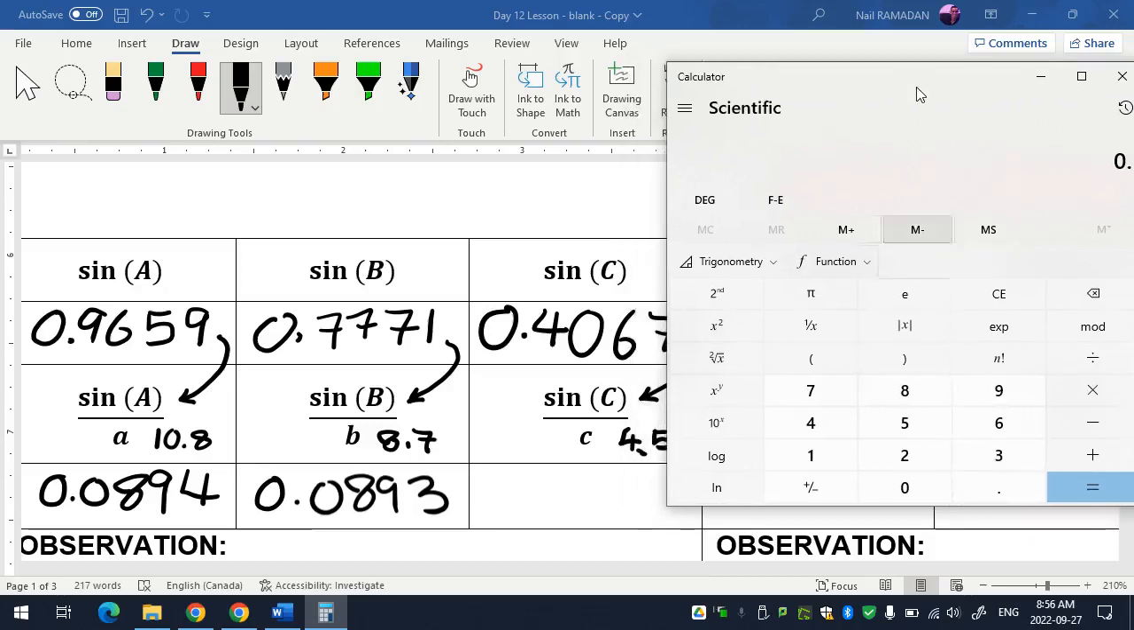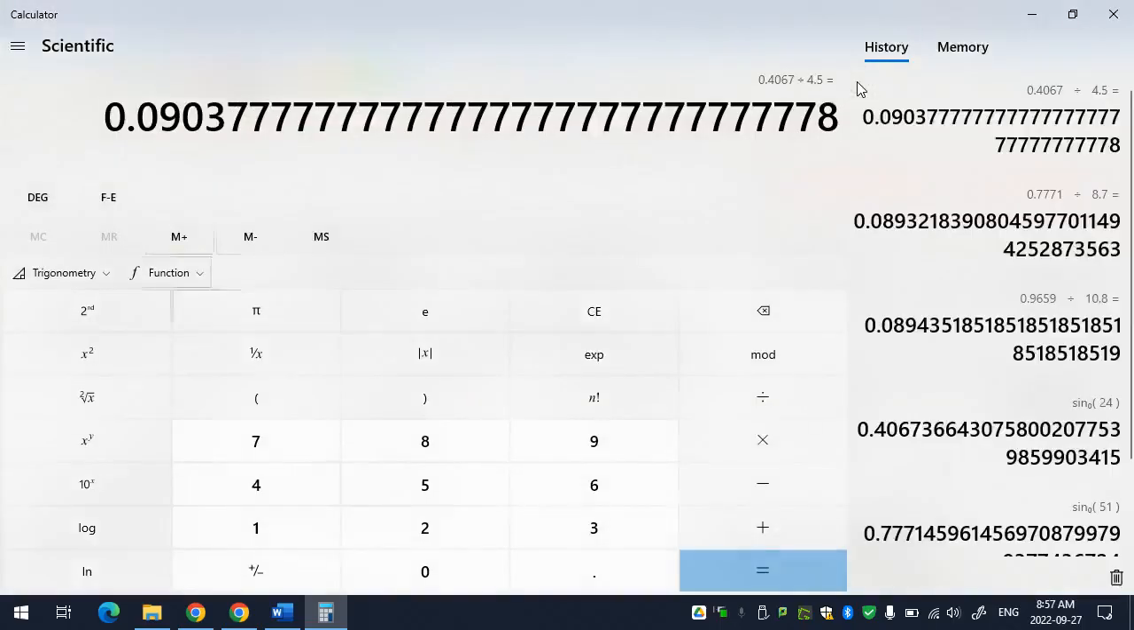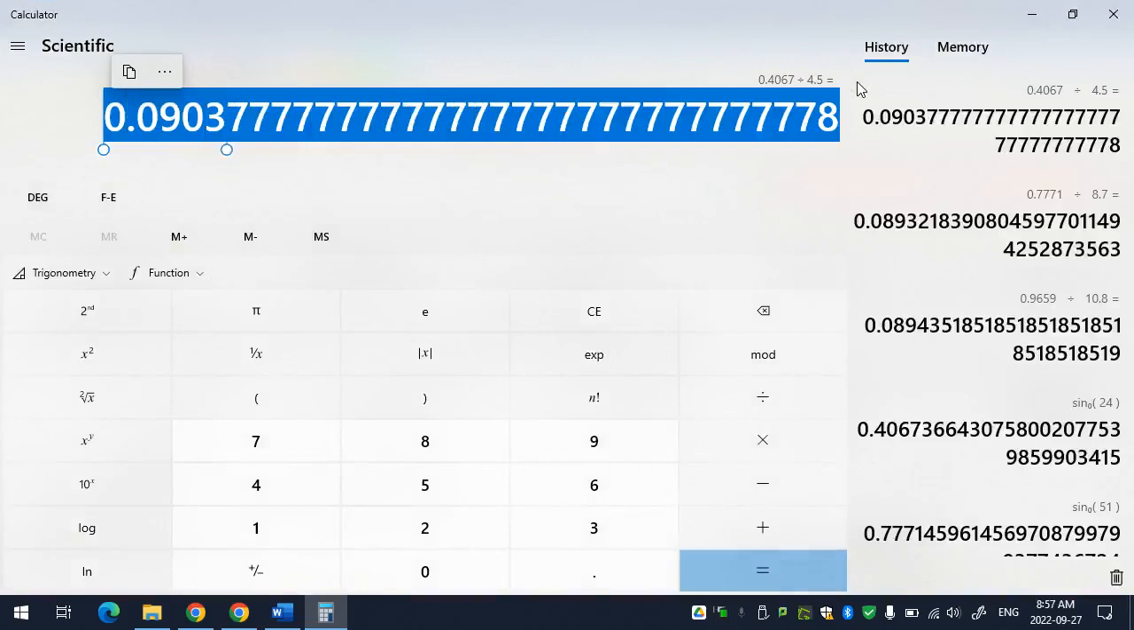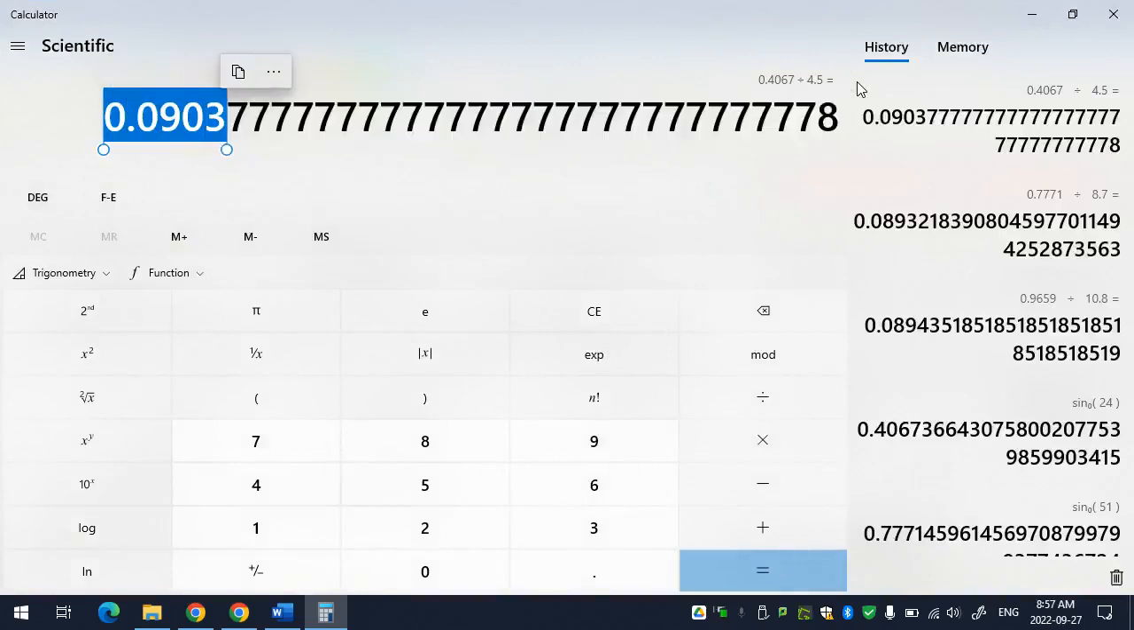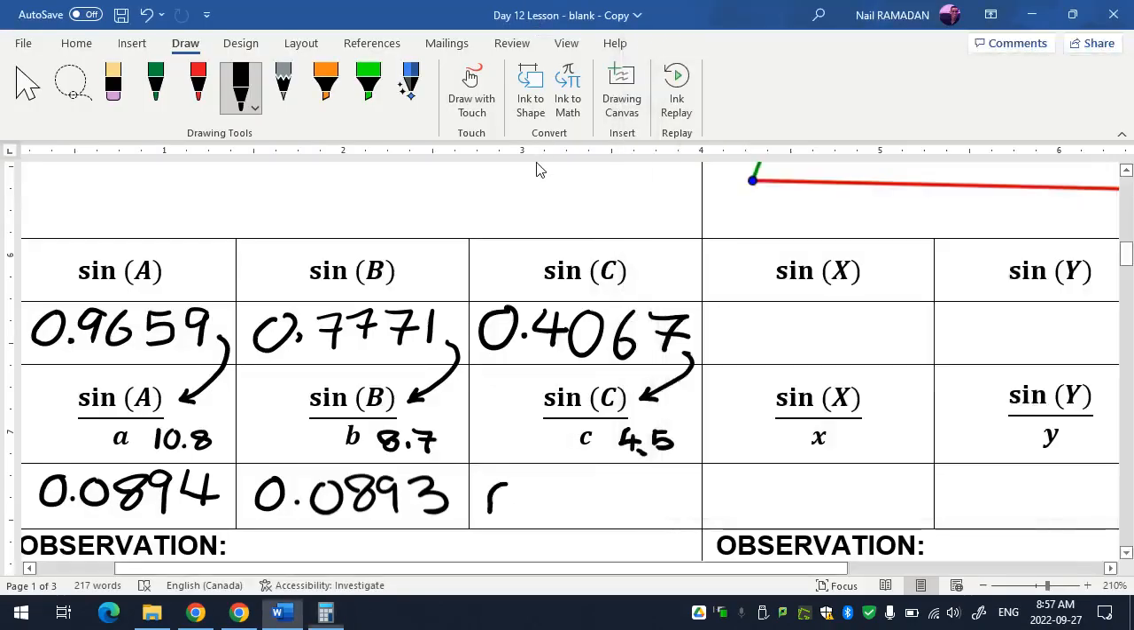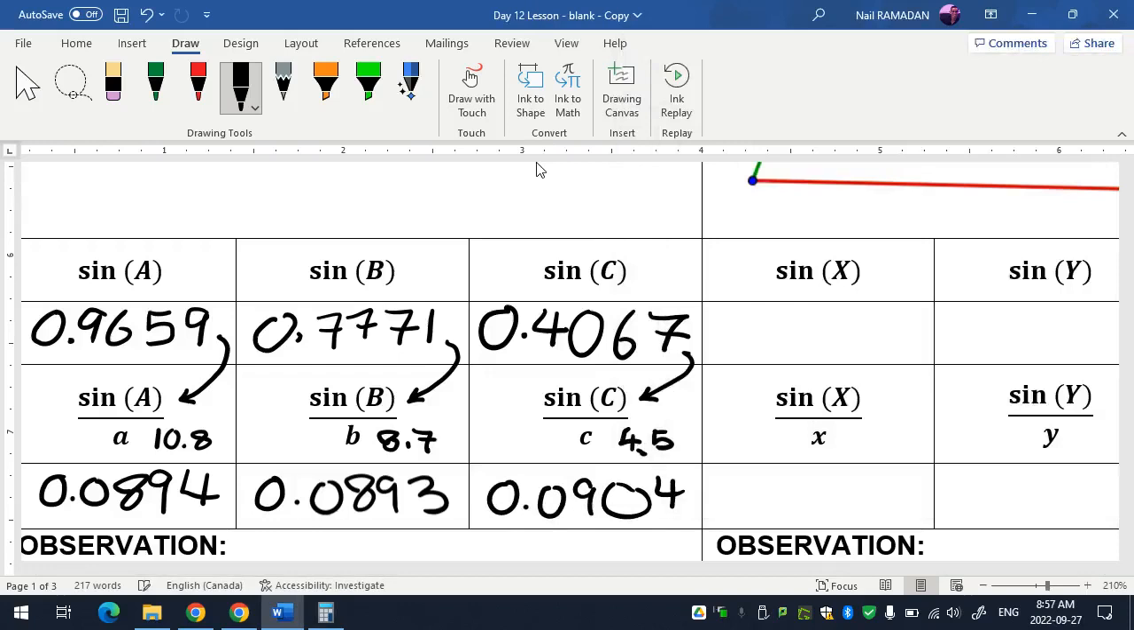0.4067 divided by 4.5. 0.0904. What do you conclude? Are they close enough? Should they have been perfectly the same?